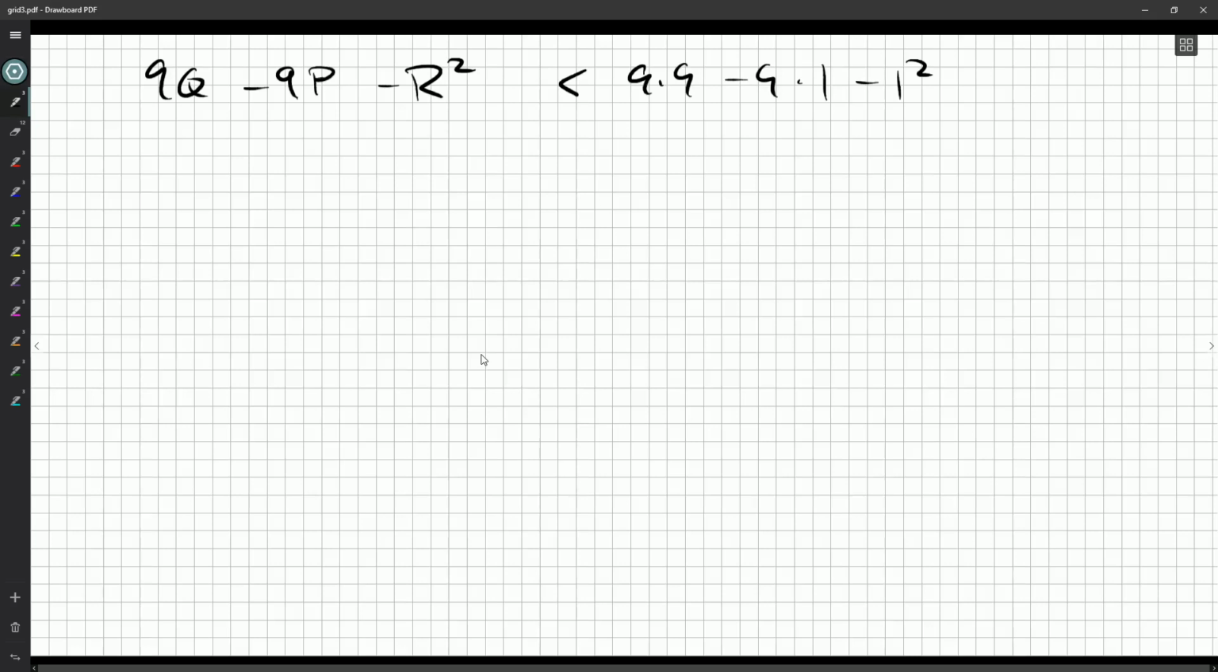So this is at most 71. And it is at least, so making q as small as possible and p and r as big as possible, it is at least 9 minus 81 minus 81. So that'll be negative 153.